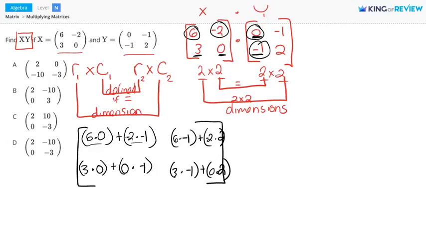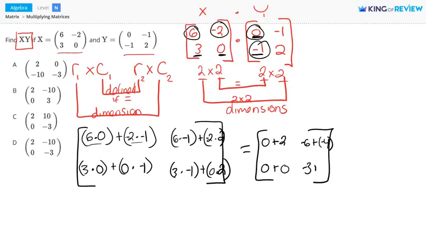So this is how you set up the multiplication, and then the last step is to do the math on these. So 6 times 0, that's 0, plus a negative 2 times a negative 1 is 2. Then we have 3 times 0, which is 0, plus 0 times negative 1 is 0. 6 times a negative 1 is negative 6, plus negative 2 times 2, this is a negative 4. And then we have 3 times negative 1, which is negative 3, plus 0 times 2, which is 0.